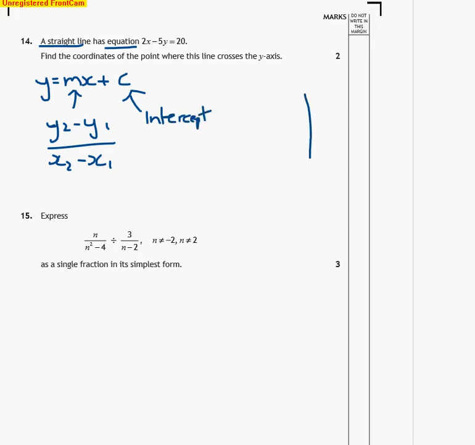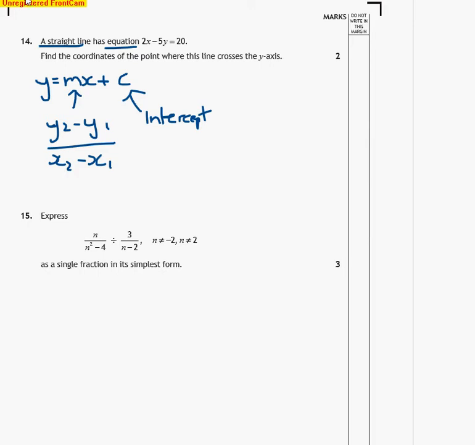Again, sorry for the handwriting. So the intercept is where it crosses the y-axis. So all these lines where it crosses here, that's c. That's why I like this equation, because it's in a form which is useful to me. Right now we've not got it in that form, so we could rearrange it into that form.